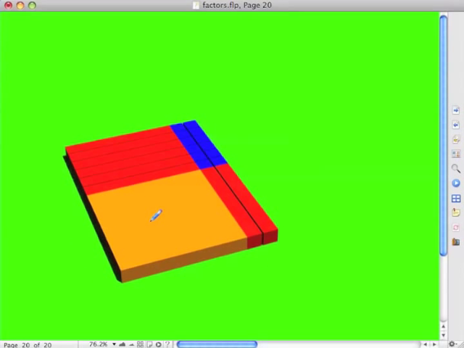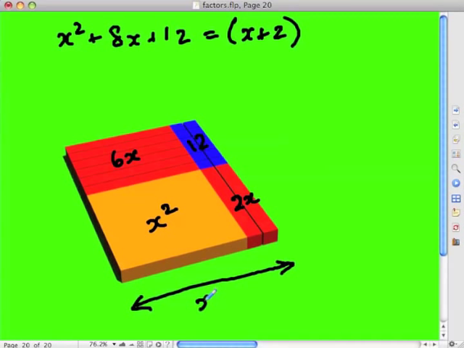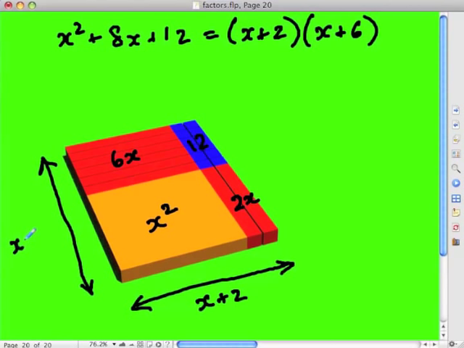Here's another one. This is an x squared. Here I've got 6x, 2x, and 12. So you'll notice that the factorisation of x squared plus a total of 8x plus 12 this time comes out to x plus 2, that's this side length, multiplied by x plus 6, that's that side length.